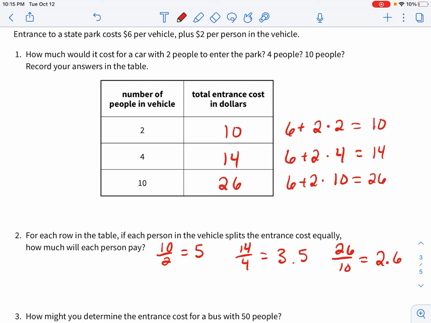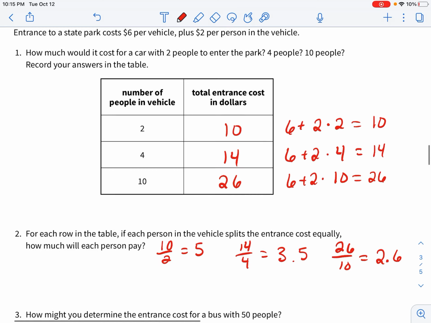Okay, so notice the cost changes. The more people in the vehicle, you're going to pay less. Each person pays that $2 still, but you're splitting $6 between a lot more people, so you'll have a smaller amount.